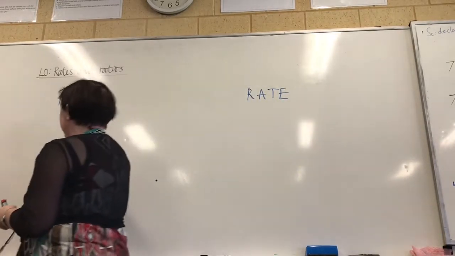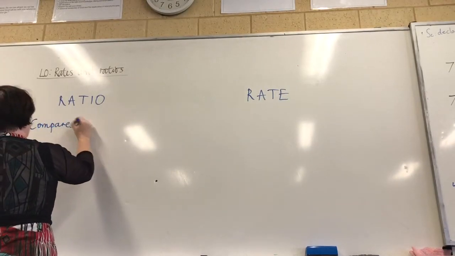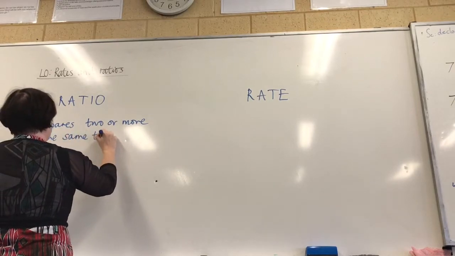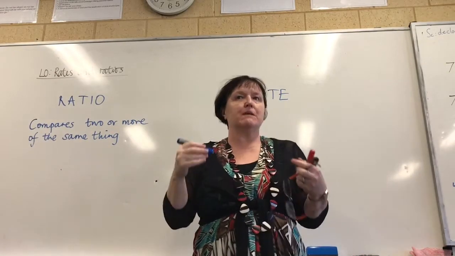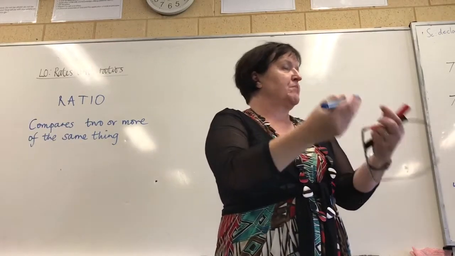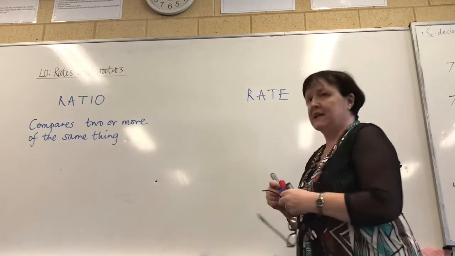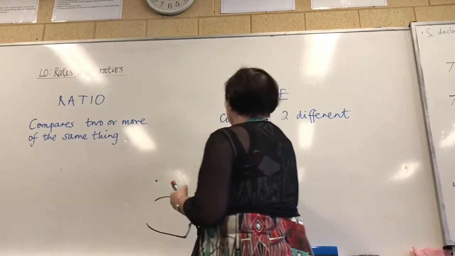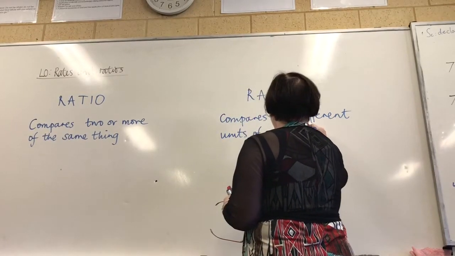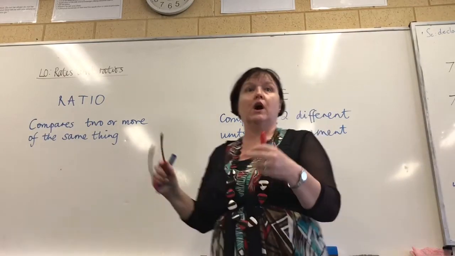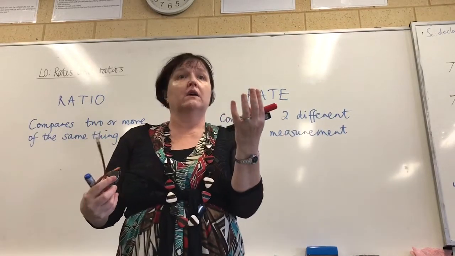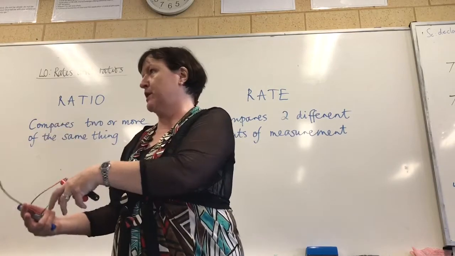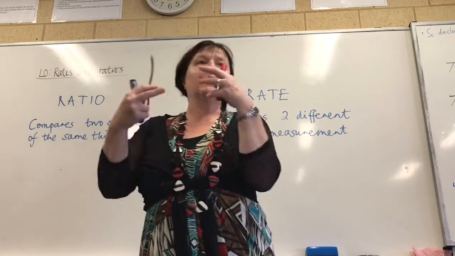Very good, right. So, a ratio compares two or more of the same thing. Okay, the same thing. So ratios compare two or more of the same thing, the same amount of money, the same type of fraction, the same weight, for instance. A rate compares two different units of measurement, okay? So a rate would be when you are comparing, say, time with money. So I earn $50 per hour, okay? Or I run at 5 kilometres per hour. Or I sleep for 8 hours per night, okay?